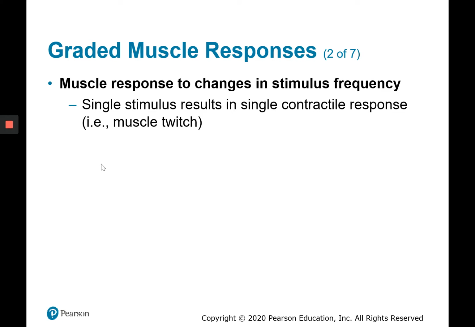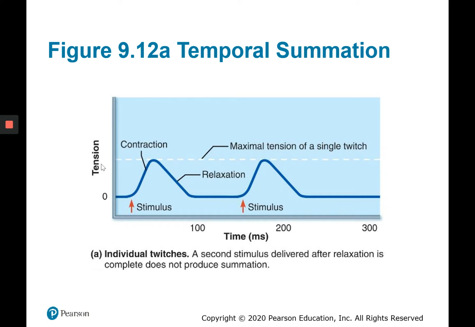So a single stimulus is going to be a muscle twitch. Multiple stimuli can produce what's called wave summation or temporal summation. So let's look at the muscle twitch first so we can compare it later to the temporal or wave summation, which is a type of graded muscle response. So here we have a stimulus that causes a muscle twitch, and we see both the contraction and relaxation phases. And then it's a couple of milliseconds before we get another stimulus that causes a separate muscle twitch, and we're able to see contraction and relaxation.